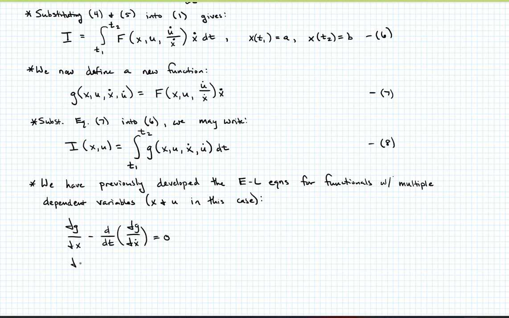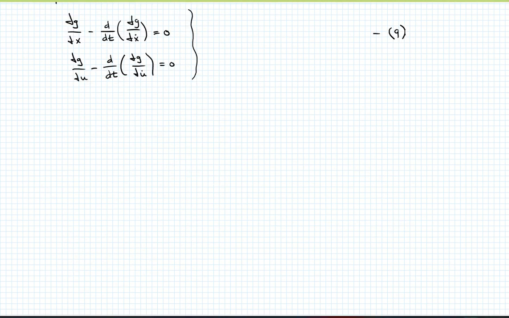The other is the partial of g with respect to u minus d by dt of the partial of g with respect to u dot equals 0. So those are our two Euler-Lagrange equations, and we'll call those equations 9. So the equations shown in equation 9 are a valid set of equations for the parameterized problem.